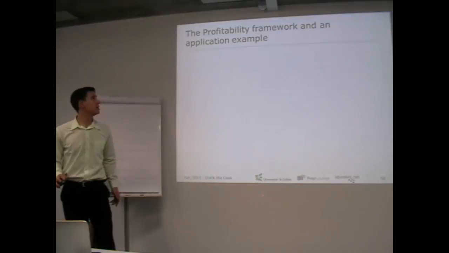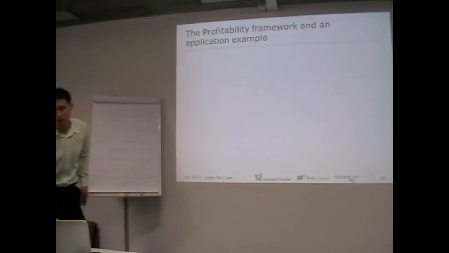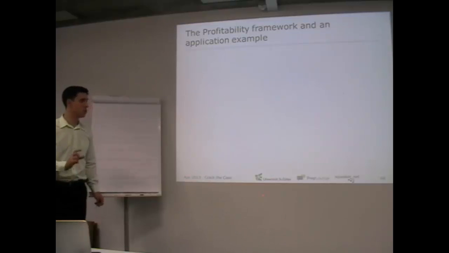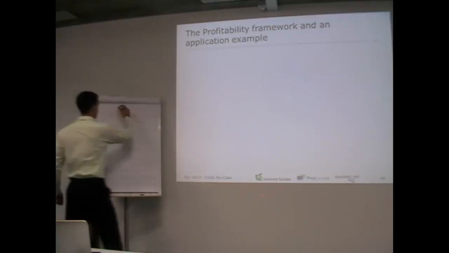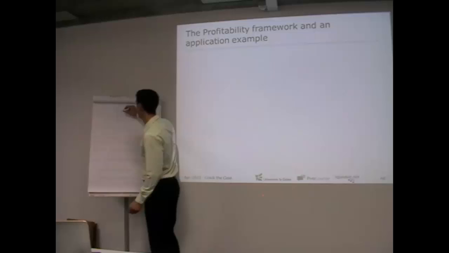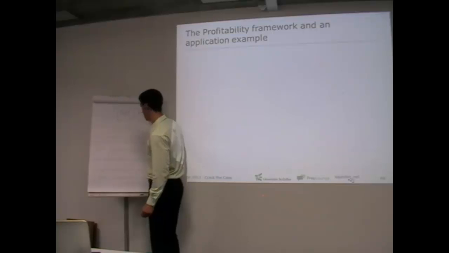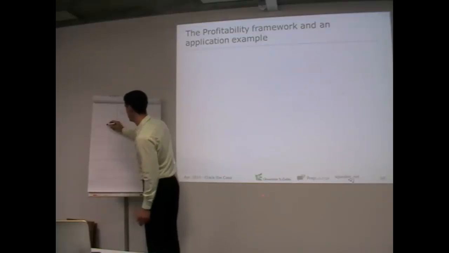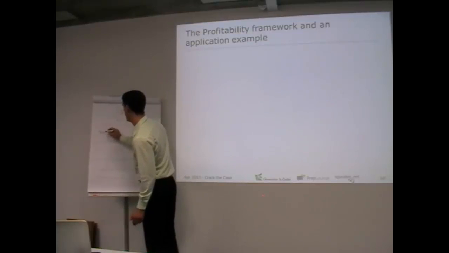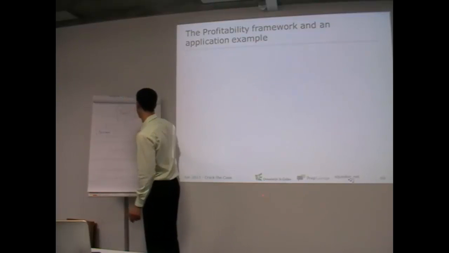So let's do an example. I'm going to do one example instead of two. A chewing gum manufacturer has been having, or had last year, 5% less profit. So, okay, profit went down 5%. Then what's profit? Revenues minus costs.